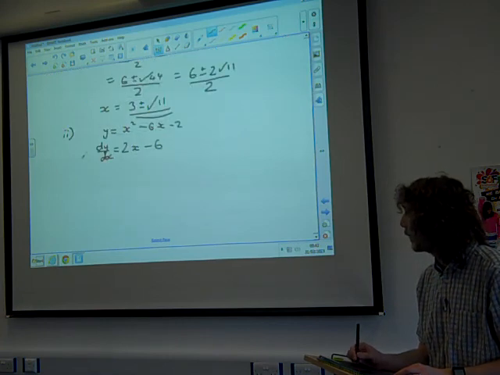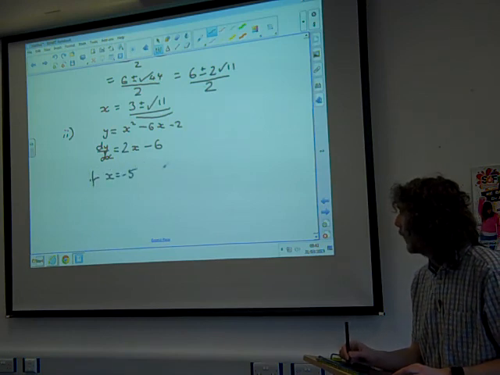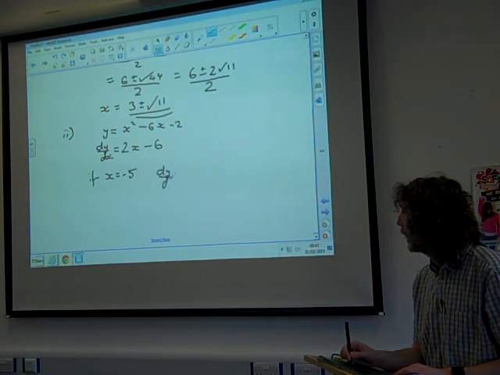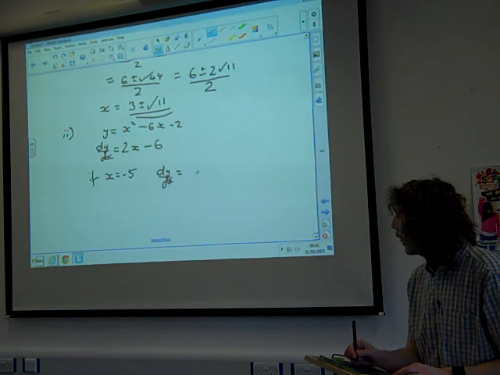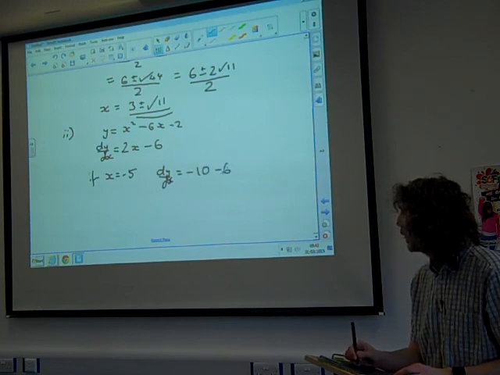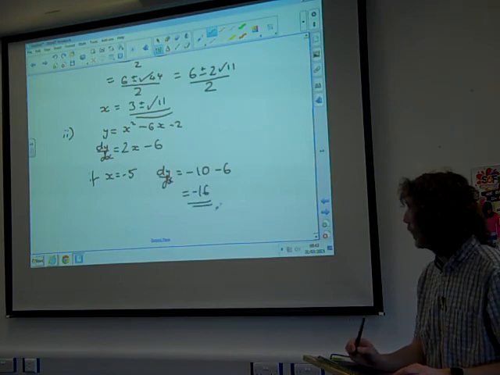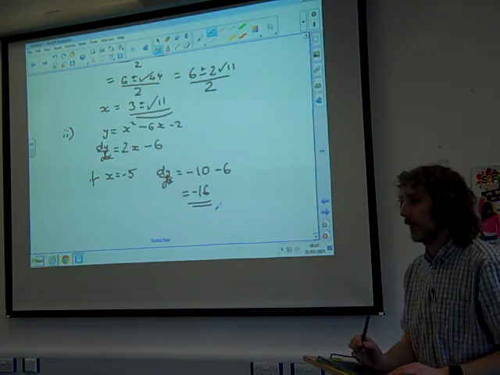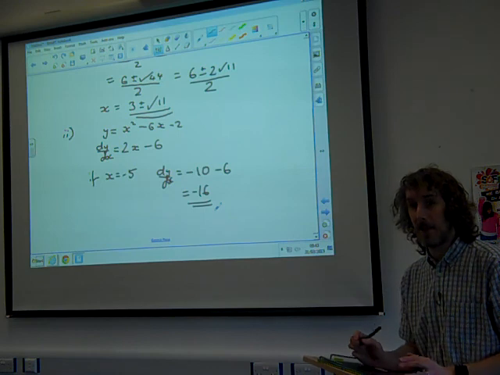So if x equals minus 5, we end up with dy by dx as being, again, careful with these minus numbers, so we've got negative 10 minus 6, so minus 16 as our answer for that. Everybody happy? And that's maths.